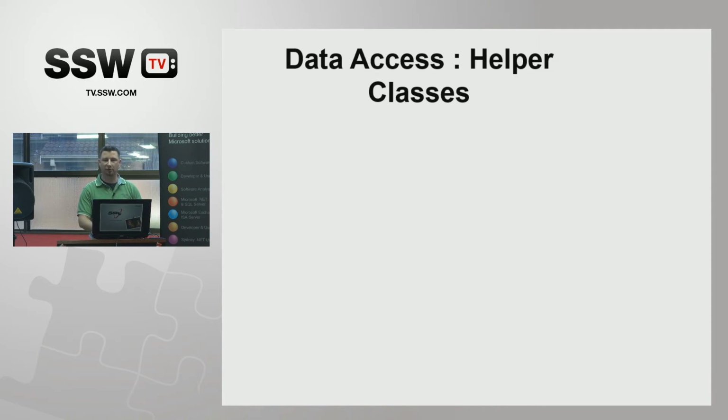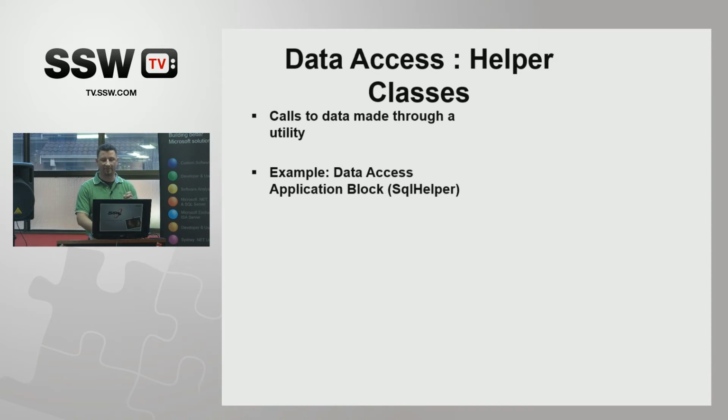So the next step that we frequently take is to make some helper class. And the helper classes, unfortunately, tend to be static. And so you'll call like the Data Access Application Block SQL helper that Microsoft shipped. How many of you have used that before? Right, I used that a ton. It was awesome. It would take like 10 lines of boilerplate ADO.NET code and convert it into one line. But it was still a static call.